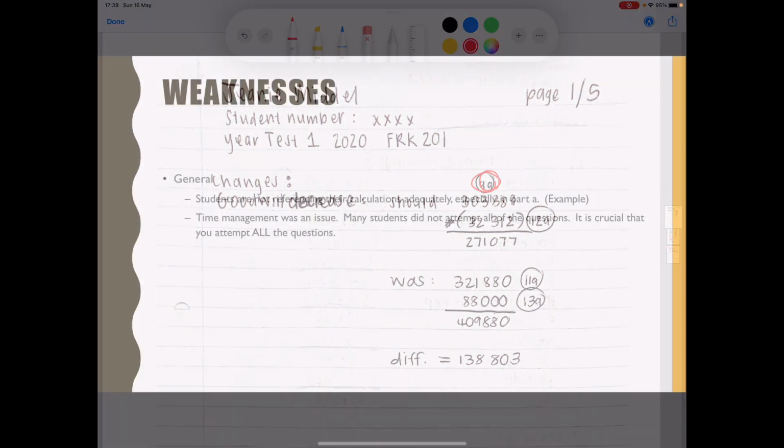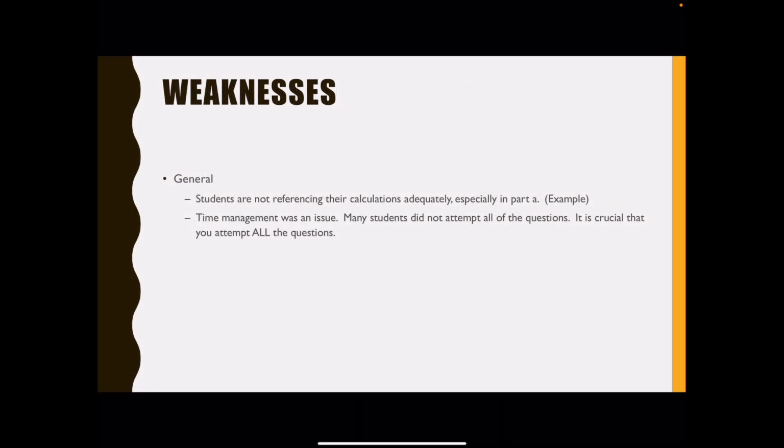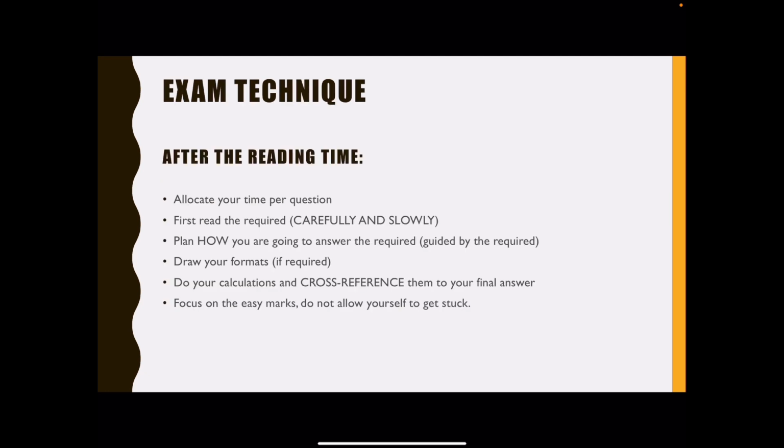Time management was also a major issue in this test. Many students did not attempt all of the questions, especially part B of question 2 and also the theory question. Students still do not have proper exam technique. So after the reading time, you should first go and allocate your time per question. This ensures that you at least attempt all the questions, which is very, very important.